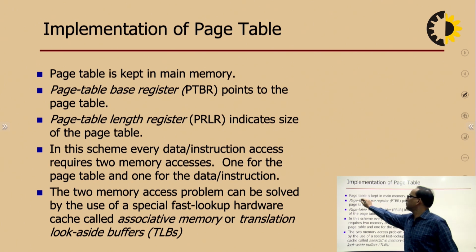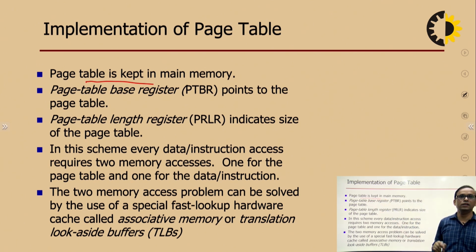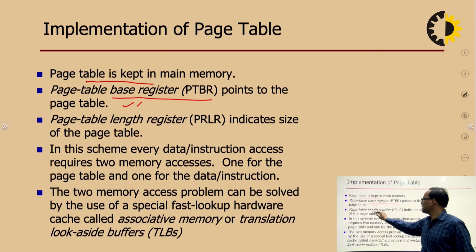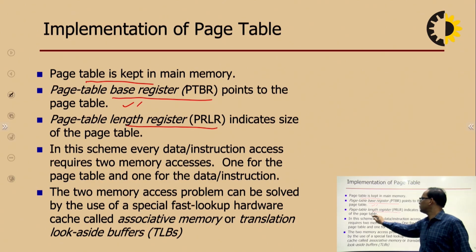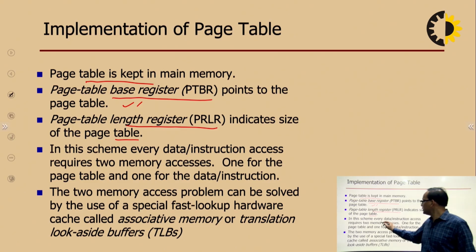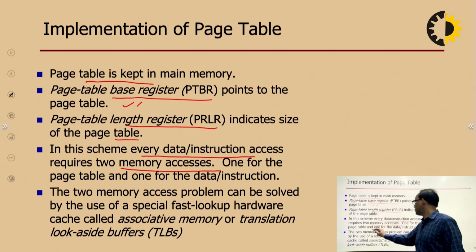The page table is a data structure. As I already told, the page table contains the information about the pages and frames, and the memory space for the page table is itself allocated from main memory. This is the page table base register, which points to the page table. The page table length register indicates the size of the page table. It means how many entries are there in the page table. In this scheme, every data instruction access requires two memory accesses, one for the page table and one for the data instruction.